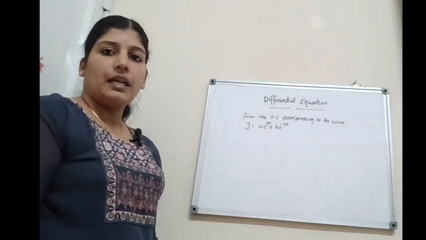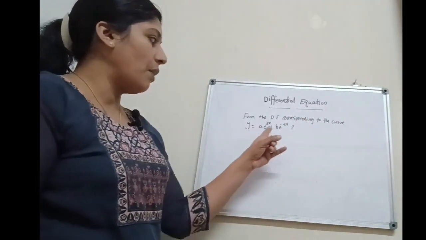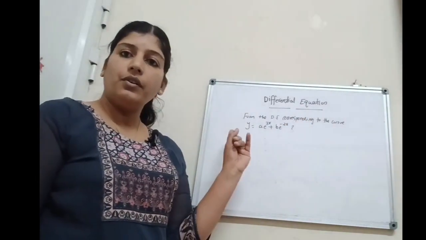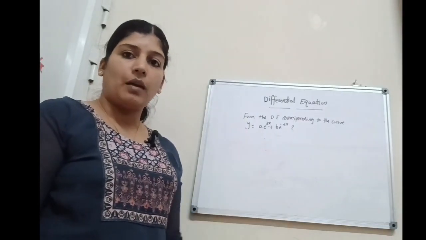Next question: form the differential equation corresponding to the curve y equals a e raised to 3x plus b e raised to minus 2x. Here, we can see two arbitrary constants a and b. Therefore, we have to remove these two arbitrary constants. So, we have to differentiate it two times.